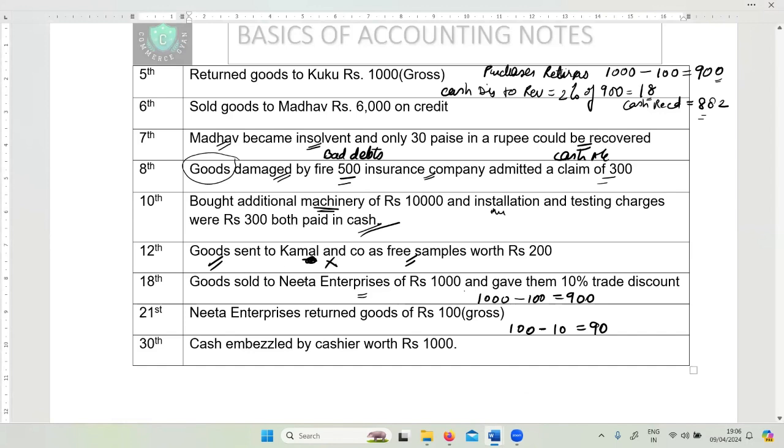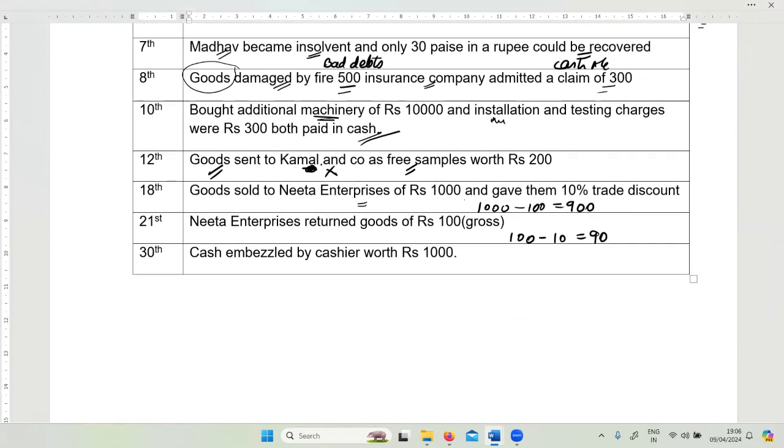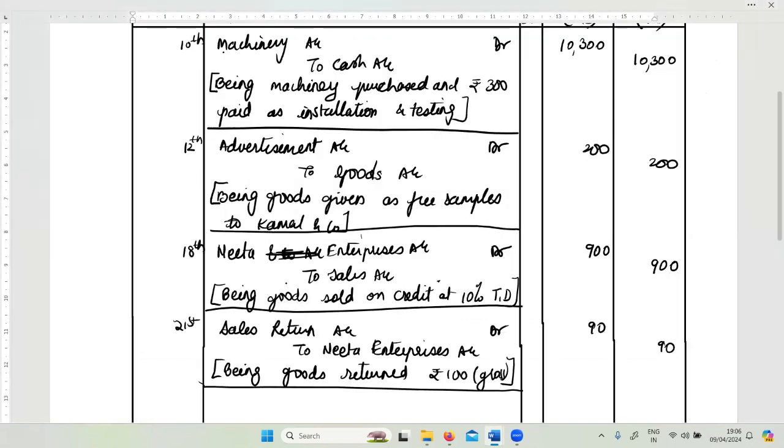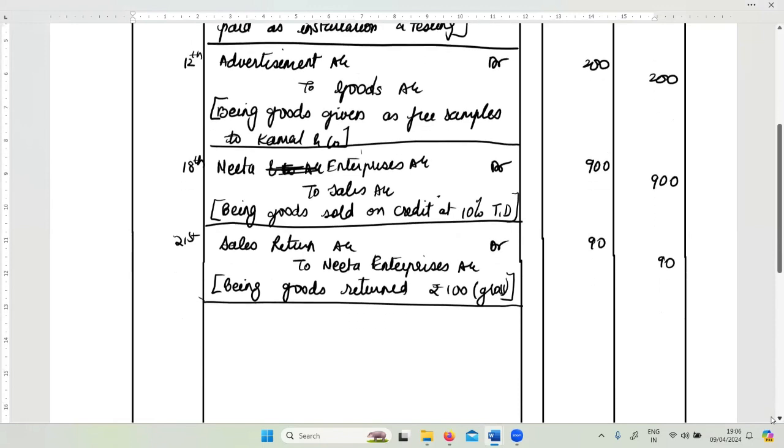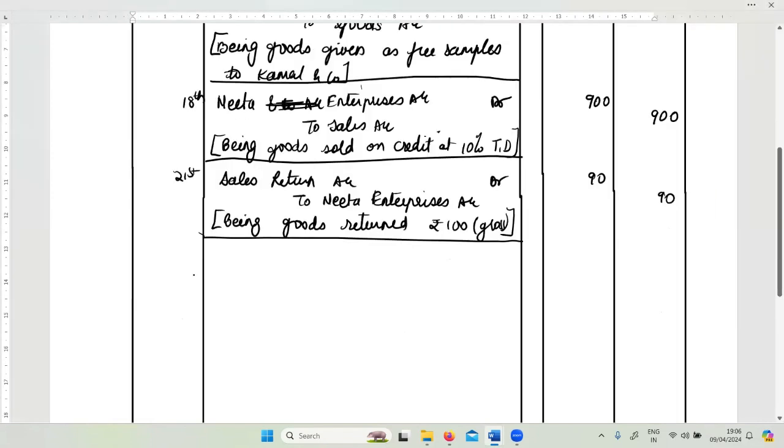Last transaction is related to cash embezzled by cashier worth 1000. So we have cash which is stolen by the cashier of 1000. So this is again a loss entry. The loss which we have to record is of 1000 and it is by embezzlement, or you could say by theft. So 30th we will record the transaction as loss by theft.